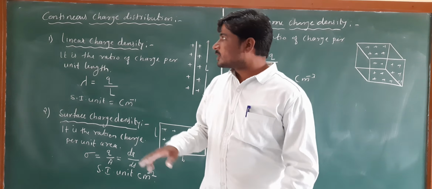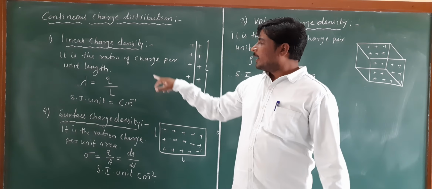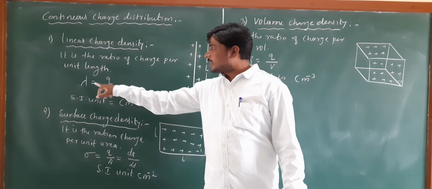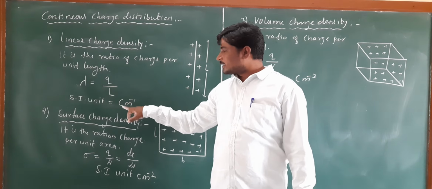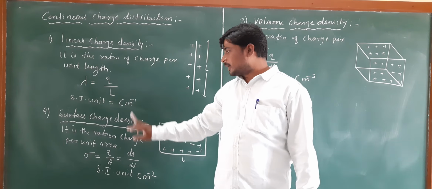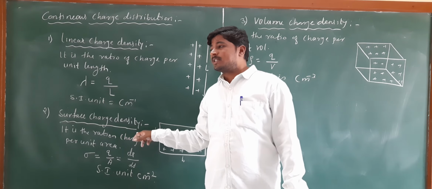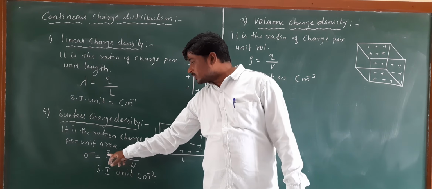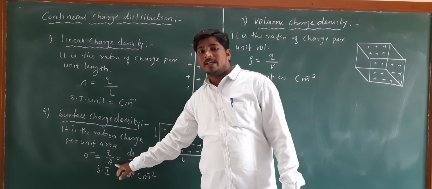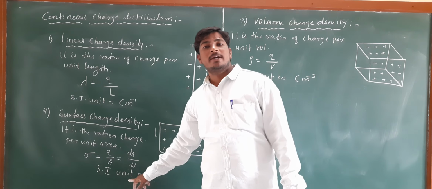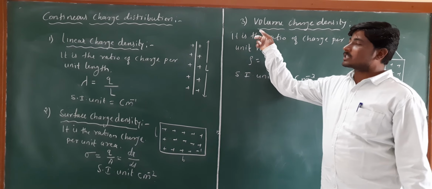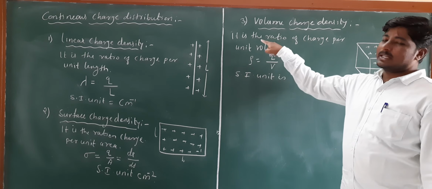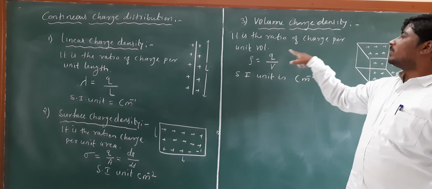So there are three types of distribution of charges. One is linear charge density, the ratio of charge per unit length, lambda equal to Q divided by L, with SI unit coulomb per meter. Then surface charge density, the ratio of charge per unit area, sigma equal to Q divided by A, with SI unit coulomb per meter square. And the last one is volume charge density, the ratio of charge per unit volume, rho equal to Q divided by V, with SI unit coulomb per meter cube.